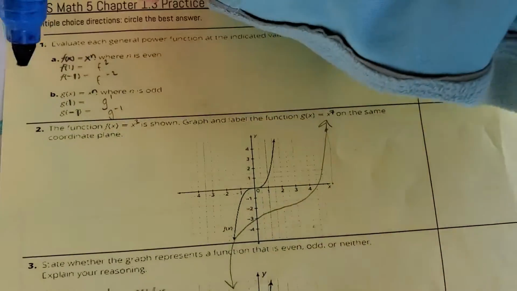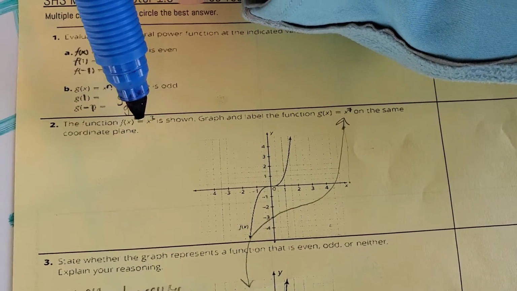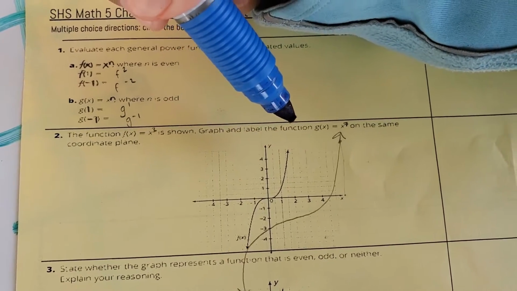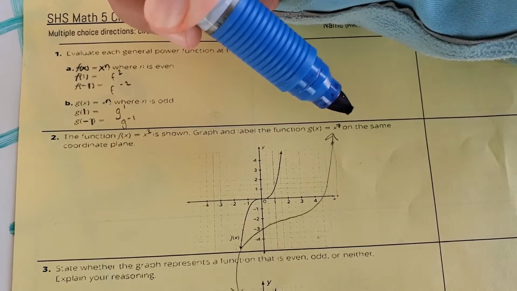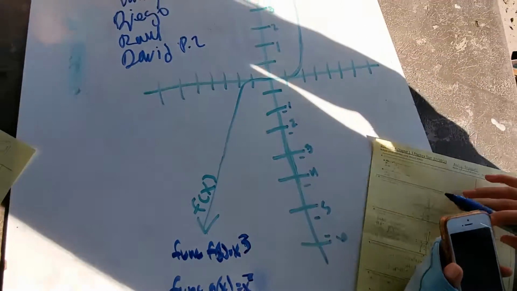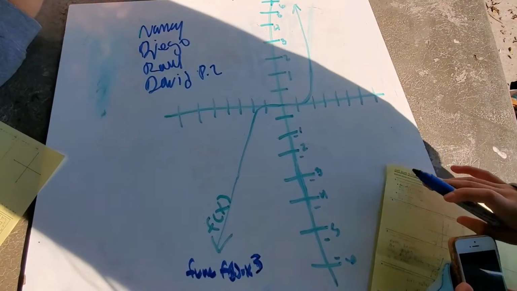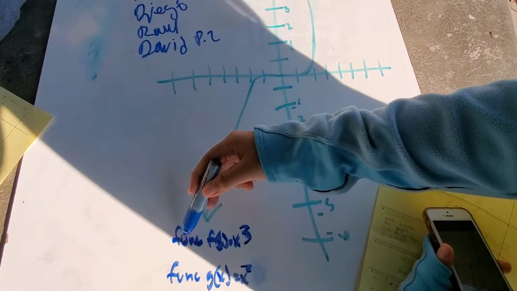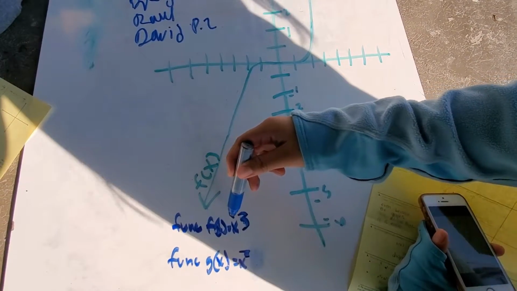So we got problem number 2. The function f of x equals x cubed is shown. Graph and label the function g of x equals x to the 7th power on the same coordinate plane. So we drew the function graph, and like I said, function f of x equals x cubed.